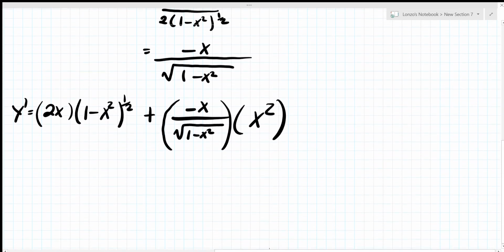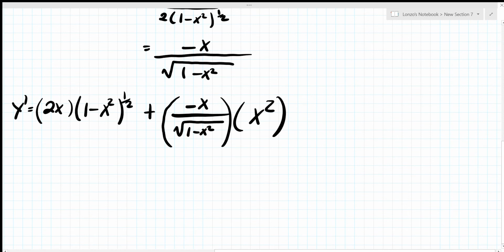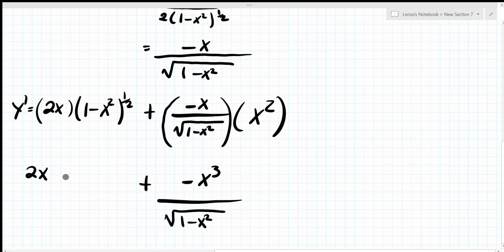This one looks really, really weird. So when we clean this up, this is going to be plus negative x cubed over 1 minus x squared, and then this is going to be 2x times the square root of 1 minus x squared, right? Because 1/2 is the same thing as square root of that. The reason why I'm putting in the square root is because I'm going to multiply it by the common denominator.